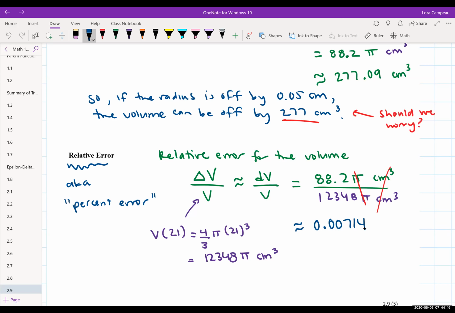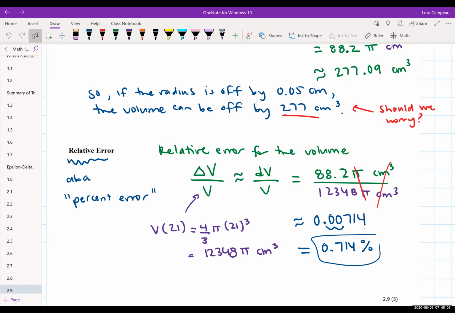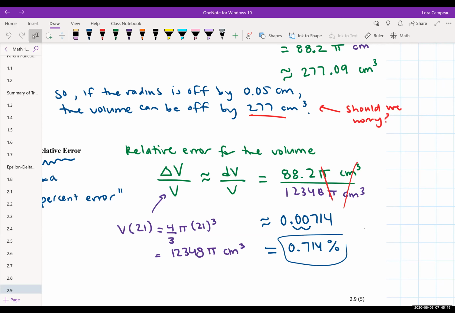That's a decimal form. If you convert to a percent, even that comes back to haunt us. That is approximately, moving the decimal over, 0.714%. So what does this mean? This is how far we're off from the volumes if we change those radii to be something within 0.05 centimeters. So my question, should we be worried? This is less than 1%.